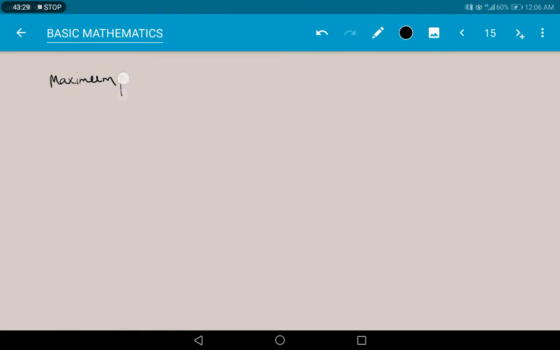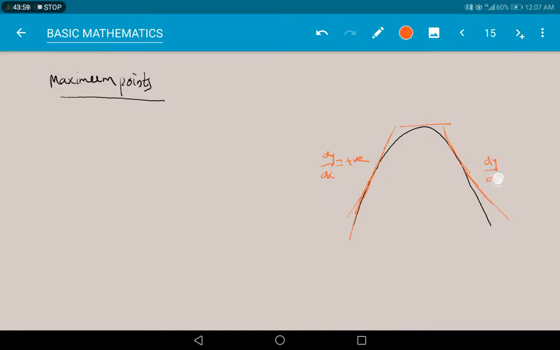So maximum points. So the maximum curve will be like this. If you see here, this is increasing slope, dy by dx is positive, and this is dy by dx is negative. So what we can confirm from this?